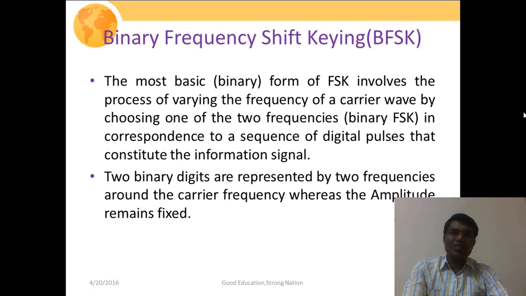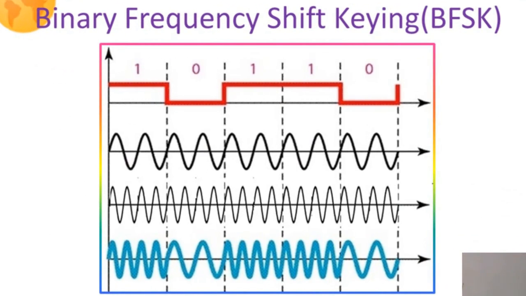So again, here the basic definition lies. The most basic form of FSK involves varying the frequency of a carrier wave by choosing one of two frequencies in correspondence to the sequence of digital pulses that constitutes the information signal. So again, the two binary digits are represented by two frequencies around the carrier frequency, whereas the amplitude remains fixed. This slide shows how our binary frequency shift keying waveform looks.